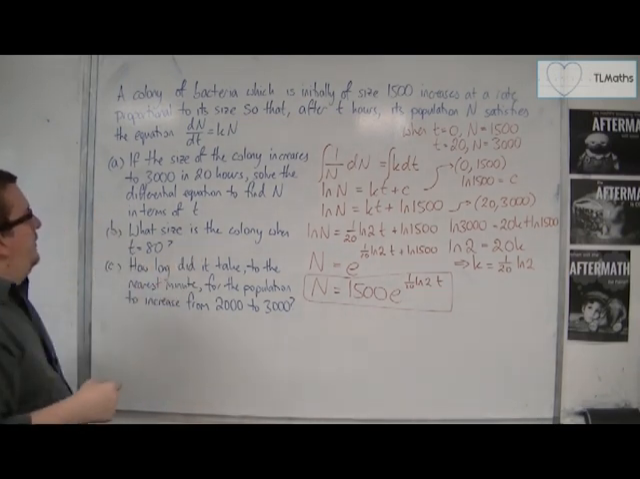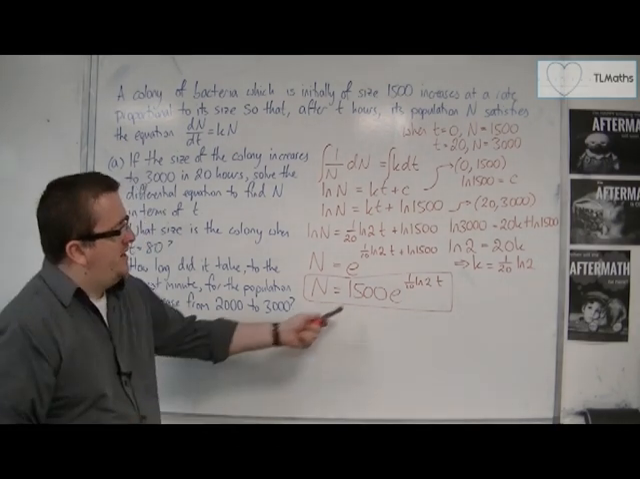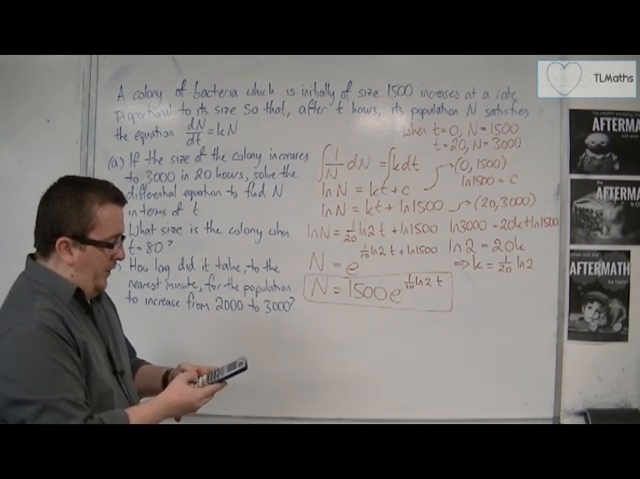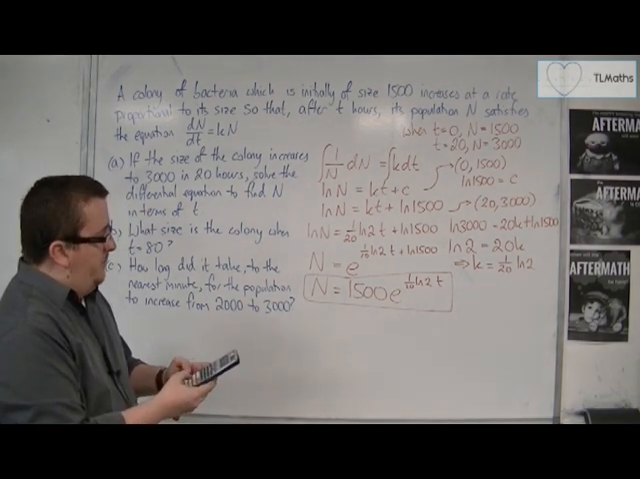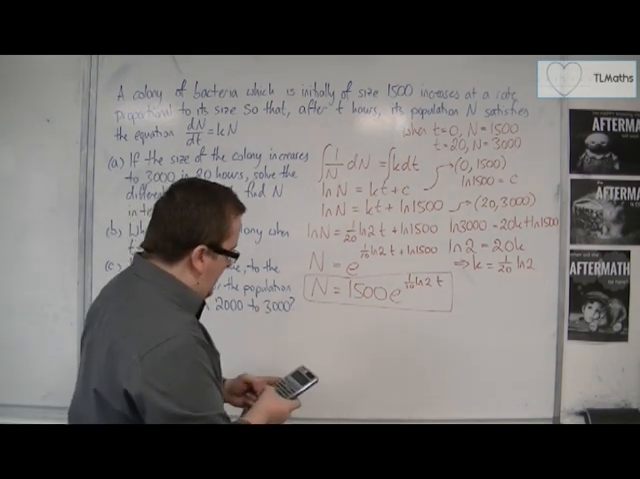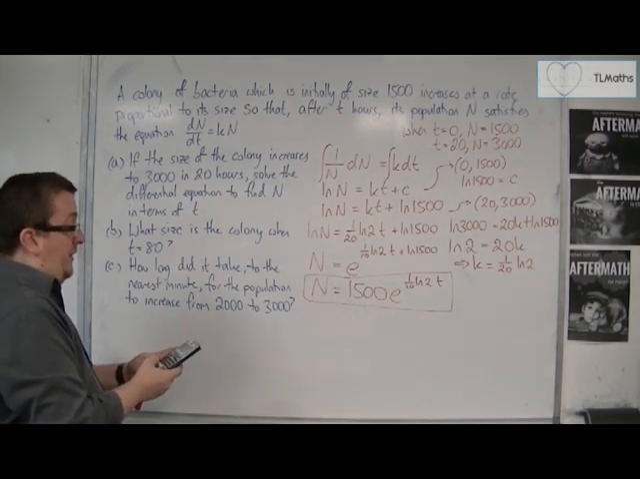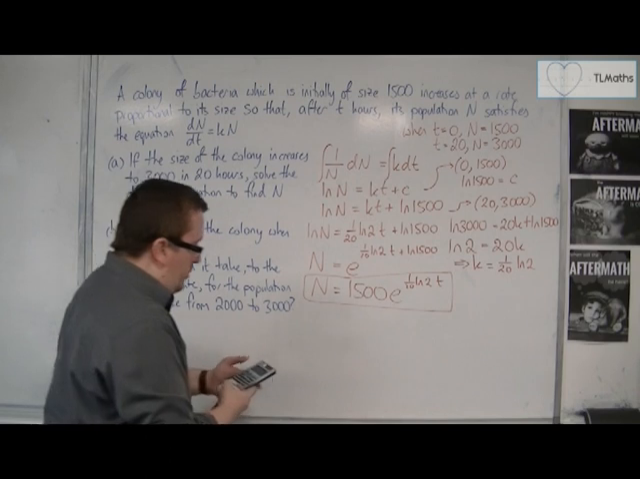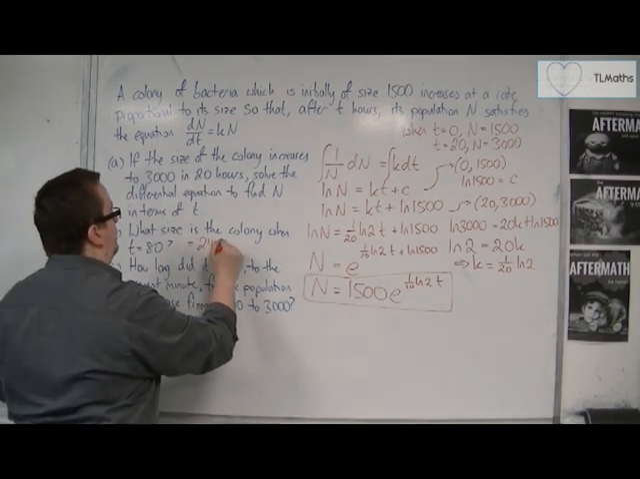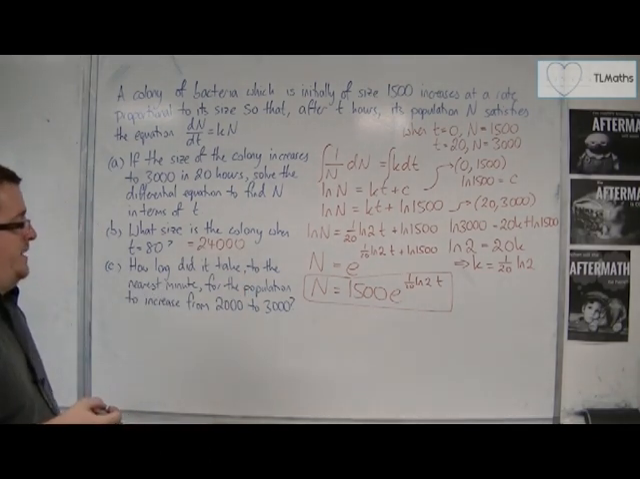What is the size of the colony when t is 80? Well, that's quite straightforward. I just need to substitute t as 80 into this and figure out what I've got. So 1 over 20 times by log 2, and then times by 80. Now e to the power of that is 16, times by 1500, and that gets me 24,000. Okay, so that's the size of the colony when t is 80.